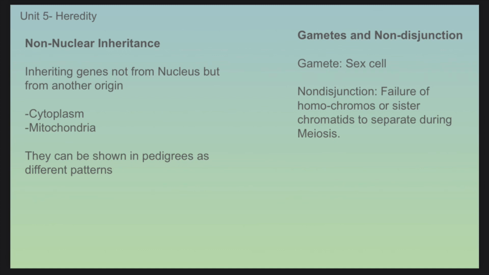Now, gametes and non-disjunction. Gametes are just sex cells, and non-disjunction is the failure of homologous chromosomes, or sister chromatids, to separate during meiosis.